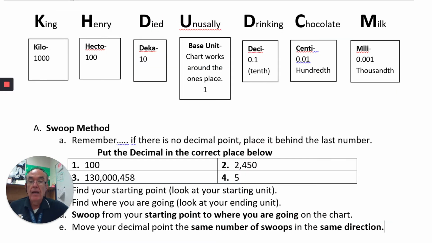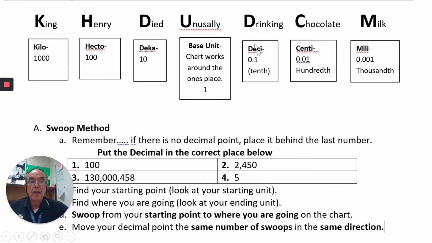Now, in order to be able to move the decimal around and go from one prefix to another, we use what I call the swoop method. And we're going to swoop because we're going to swoop from one place to another. The way I remember this is this little acronym: King Henry died usually drinking chocolate milk. King stands for kilo, and you can see there's 1,000 of them here. Henry stands for hecto, and there's 100 of them. D, deca, like a decade, stands for 10. And then the base unit, it would be the grams, the meters, or the liters.